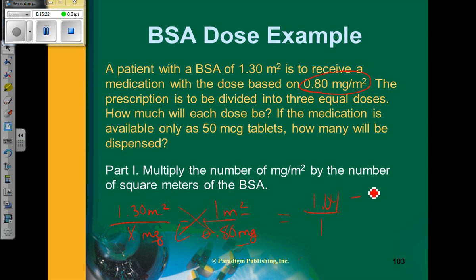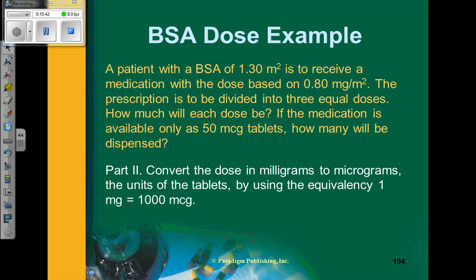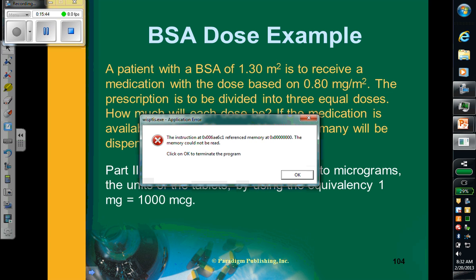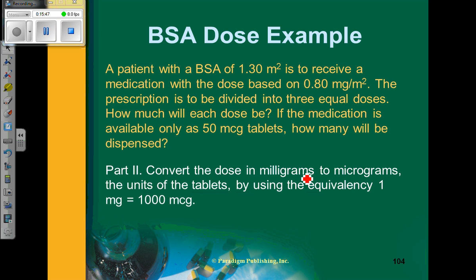Okay, then your answer is 1.04 milligrams, but then you want it in 3 divided doses, so you're just going to divide that by 3, and you should come up with 0.346 milligrams. Then you have your step 2, so we're going to convert the dose in milligrams to micrograms, the units of the tablets, by of course, using the equivalency of 1 milligram per 1,000 micrograms.